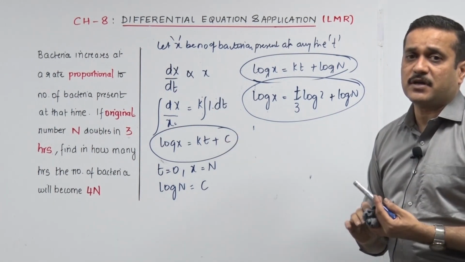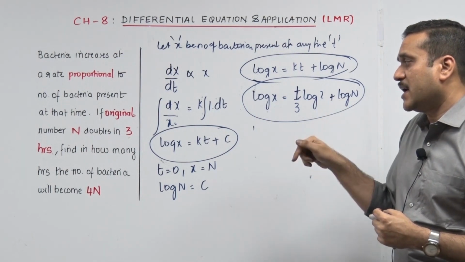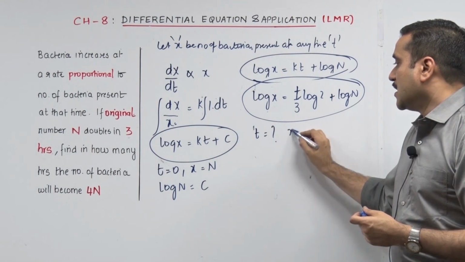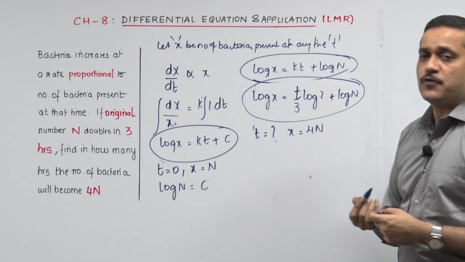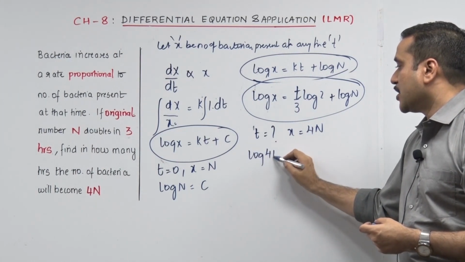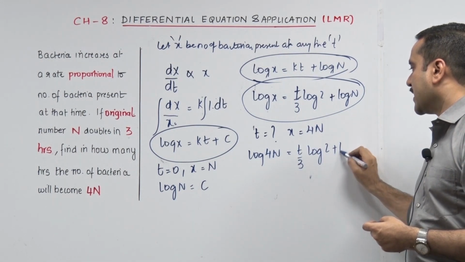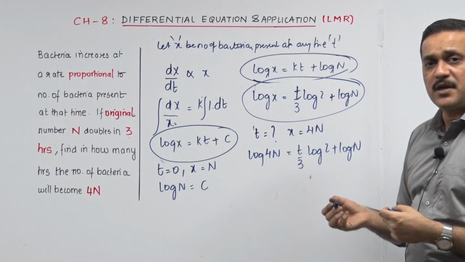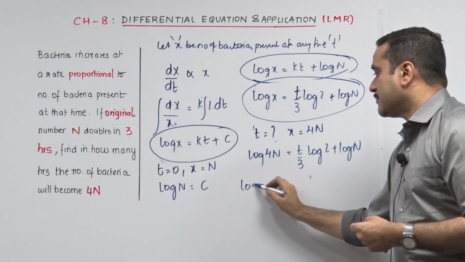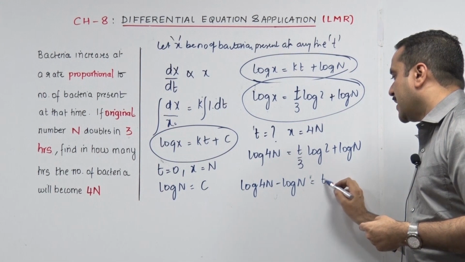Now we need to read the last question, the way we need to use this thing. They say find in how many hours the number of bacteria becomes 4n. In how many hours the number of bacteria in the tray becomes 4n. So let's push our x as 4n in that. So log 4n, I think you will enjoy this, is equal to t by 3 log 2 plus log n, and we need to go for once again the same treatment. The log n can be pushed over there and we can club the two logs. Log of 4n minus log of n is equal to t by 3 log 2.